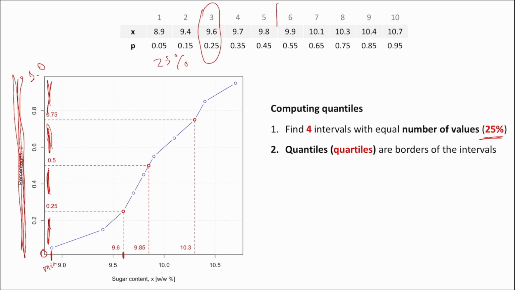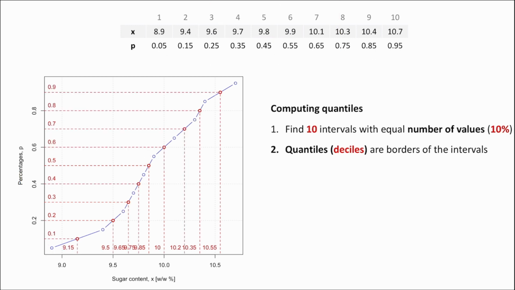Then we find the median as just the middle point. So this is the median, and that gives you the boundary for another 25% of values. And then we have the other boundaries here. So this is the basic idea: we split the percentage range into equal portions, in this case 4 equal portions, and then for every boundary of this percentage range, we find the corresponding boundary in the x, in the values range.